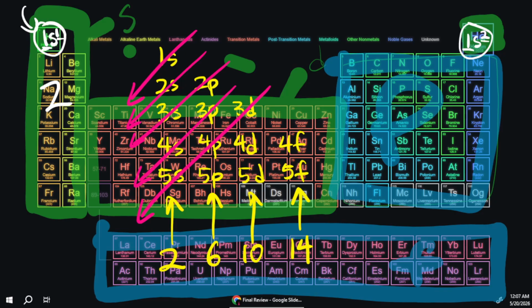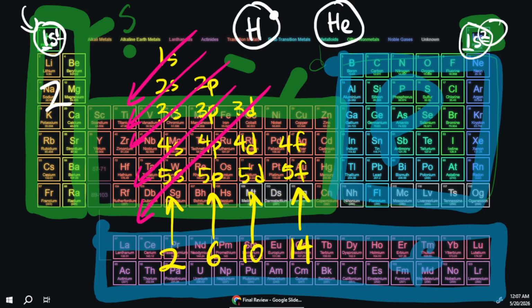So the Bohr model for H looks like this, 1 ring with 1 dot. And for helium, it looks like this, 1 ring with 2 dots because there is 1s2.